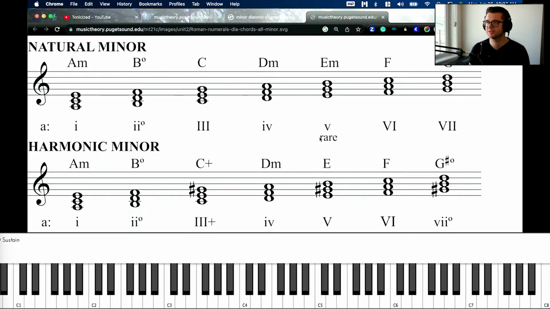What I want to know is if there's a different name for harmonic minor. There really isn't. Harmonic minor has its own name. That's just what it is. It's harmonic minor, done. It's pretty cool.